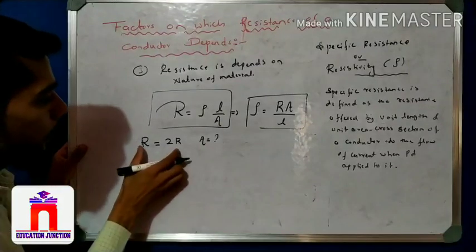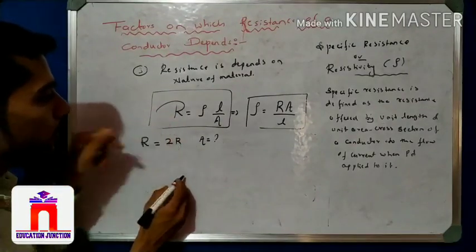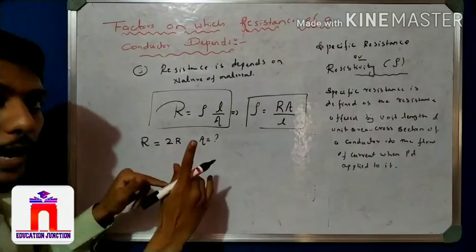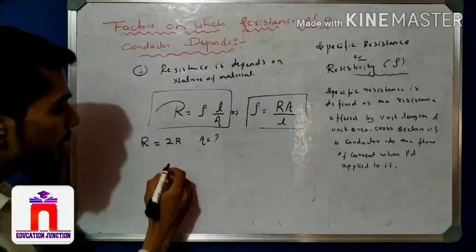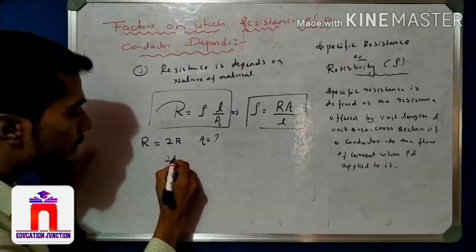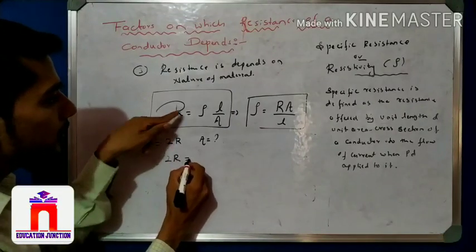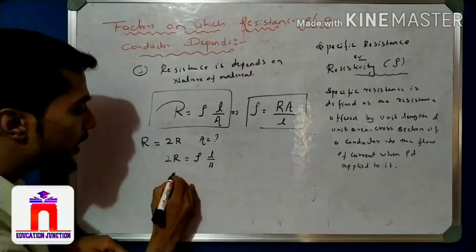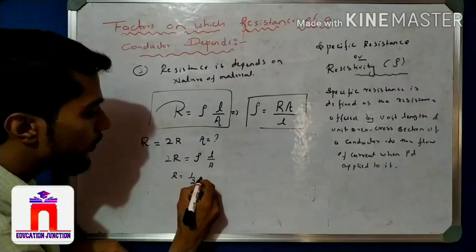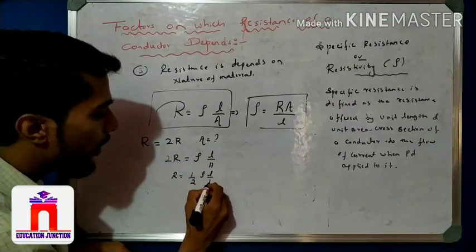See, put this one R, right? Use this equation. My resistance is doubled, so what about the area? When resistance is doubled, that is 2R in the place of R, 2R is equal to rho into L by A. So I can take 2 this side, meaning 1 by 2 rho L by A.